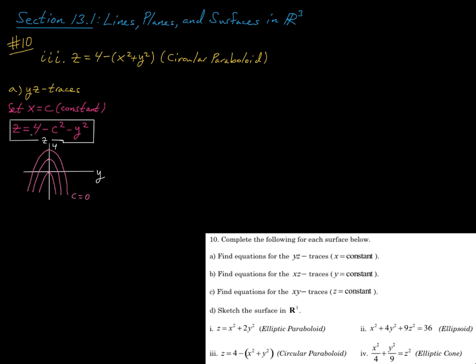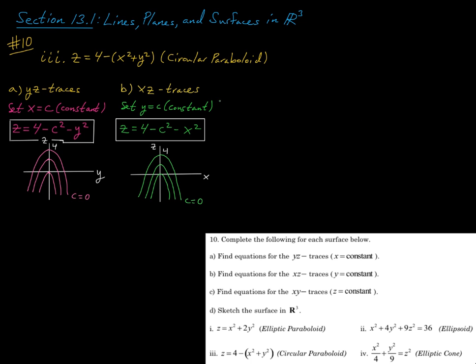So set x equal to c, you get the equation z is equal to 4 minus c squared minus y squared. So that's a family of parabolas, all opening down because of the negative in front of y squared. If you look at the xz traces, it's essentially the same family, but looking now at the intersection of our surface with planes parallel to the xz plane, we get the equation z is equal to 4 minus c squared minus x squared.